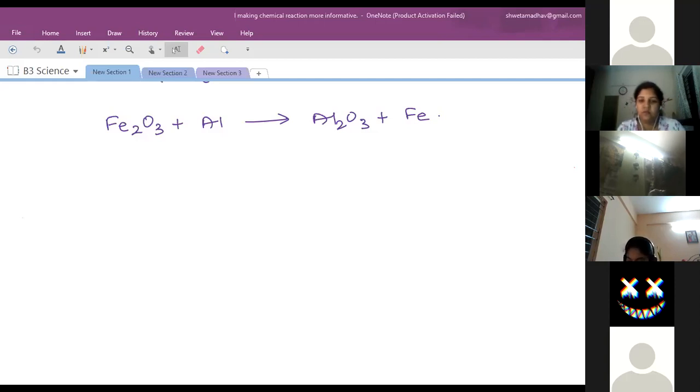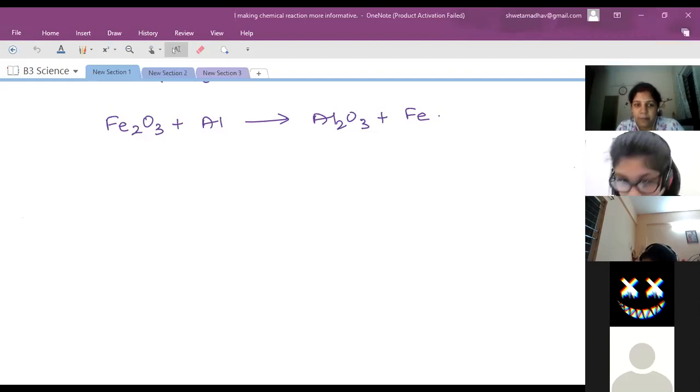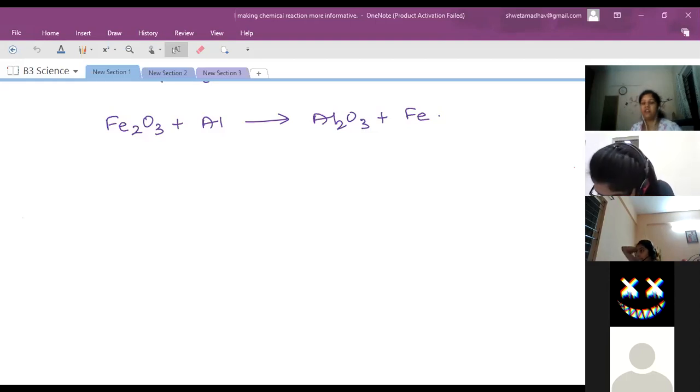Ma'am, for the 13th B part, what is the answer? Limestone is heated. It is a decomposition reaction. Can it be called a thermal decomposition? Yes, thermal decomposition. Limestone, calcium carbonate, is heated strongly. It produces calcium oxide and carbon dioxide, which is a decomposition reaction.